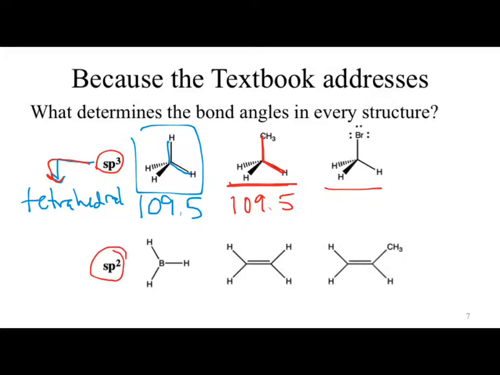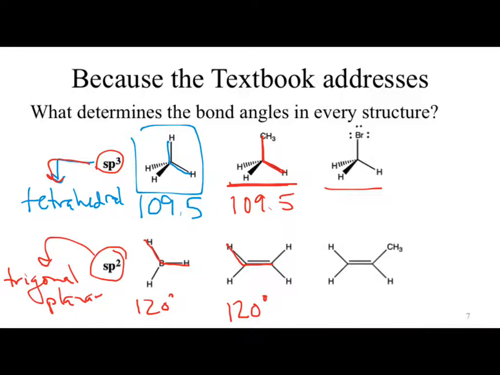If we look at an sp2, what's our geometry? We get trigonal planar. What's the bond angle between hydrogen, boron, and hydrogen? Okay, we get 120 degrees. What's the bond angle between hydrogen, carbon, and carbon? Okay, what I would expect you to tell me is 120. Is that what your textbook tells you? No, it tells you it's different. Why is it different?